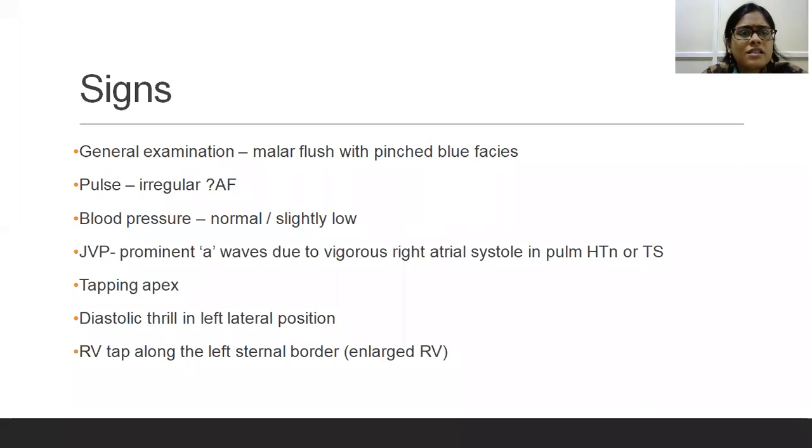Then in your cardiovascular examination, the patient will have a tapping apex. A diastolic thrill may be felt in the left lateral position. Usually diastolic murmurs are not palpable, and palpable murmurs are usually systolic, but in diastole also you can feel a thrill. Then an RV tap or right ventricular heave, a parasternal heave, may be felt at the left sternal border because of the enlarged right ventricle.